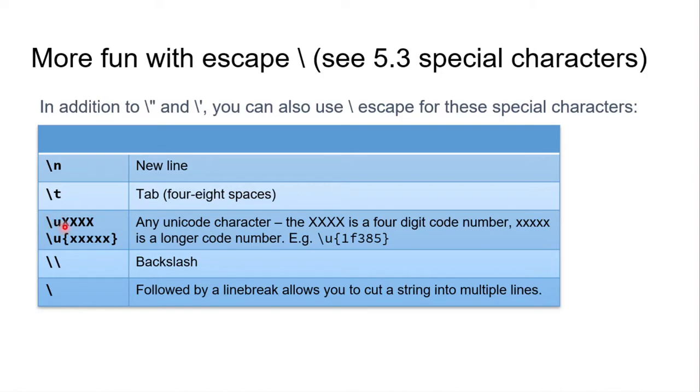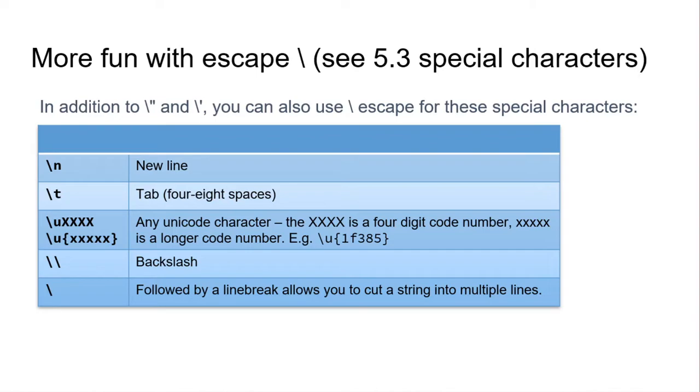in HTML. The u can be followed by a 4-digit number, for instance 1, 2, 3, 4, or it can be followed by a curly bracket and a number with more than 4 digits. For instance, this example, \u, curly bracket 1F385, curly bracket end. Try to put this in a string that you console log out and see what happens, just for fun.